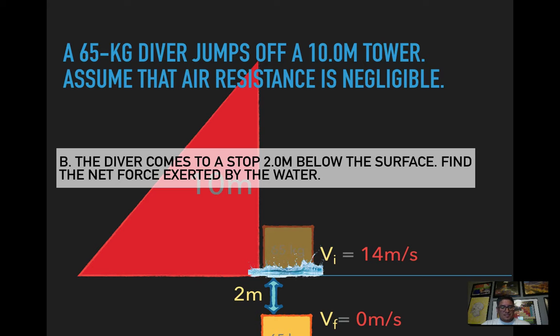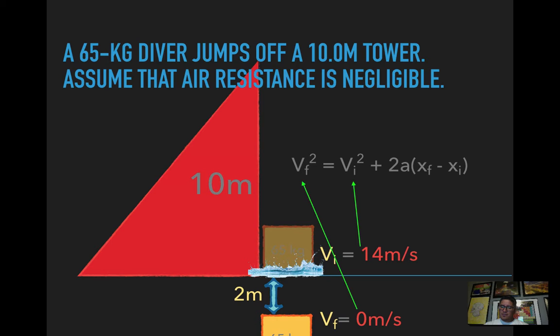And now my distance is actually changing too because now it's 2 meters. So as my diver hit the water, it took him 2 meters to come to a complete stop. And that's because the water was exerting a force on him. So the diver exerted a force on the water, but the problem isn't asking me the net force of the diver on the water. The problem is asking me to find the net force exerted by the water, so the force that's actually pushing up against the diver. So I'm using my same equation, right? I can plug in my VF and my VI.